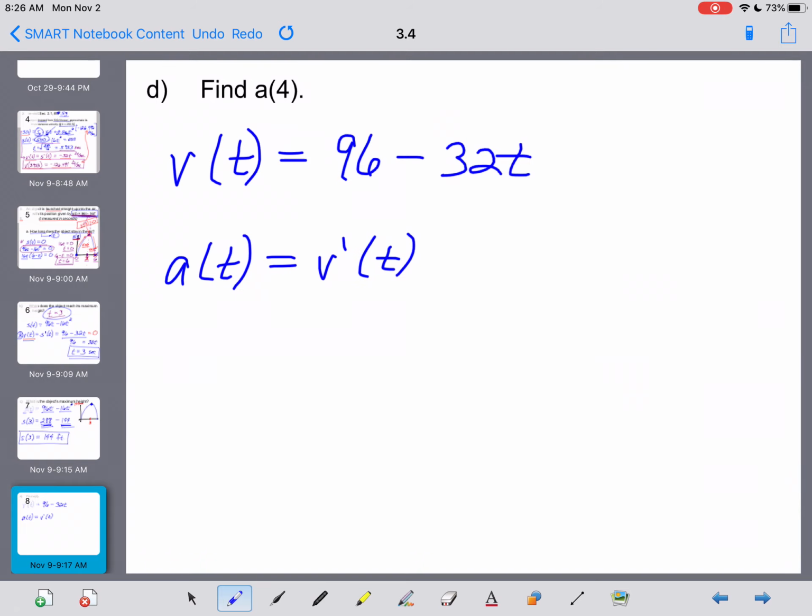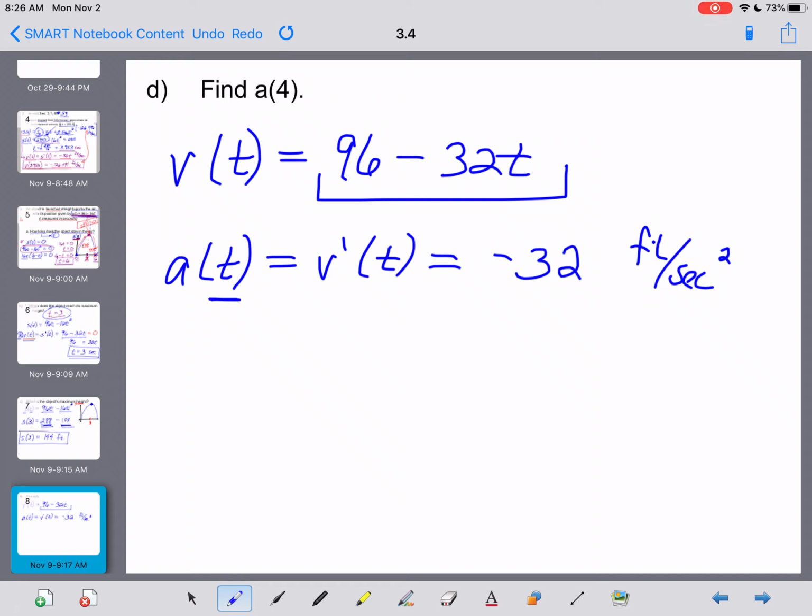And now if we want to find a of t, we simply take the derivative of this expression right here, and we get negative 32. Now in units, that's going to be feet per second squared. And what you guys will notice is that even though we have it written as a function of time, there is no variable here. There is no t. And that means, everybody, and this will very often, but not always, be the case, our acceleration is constant. Meaning that this is kind of a silly question I asked.